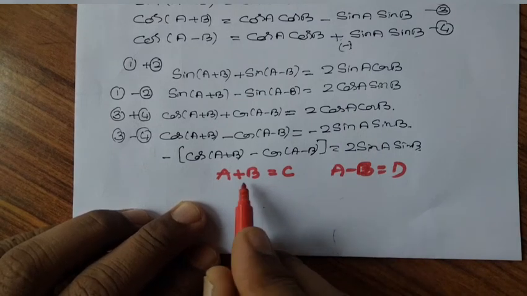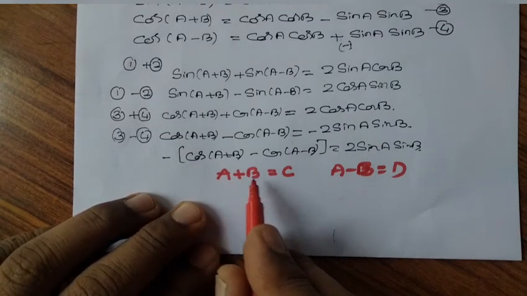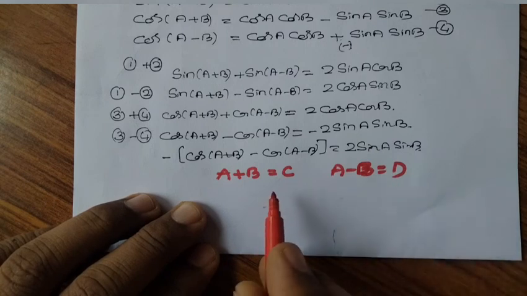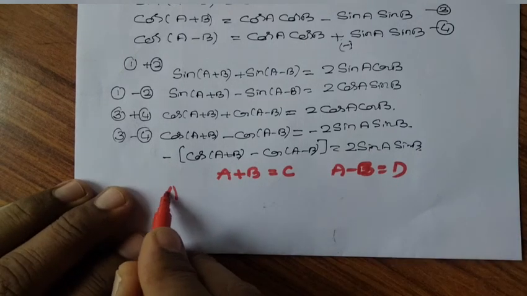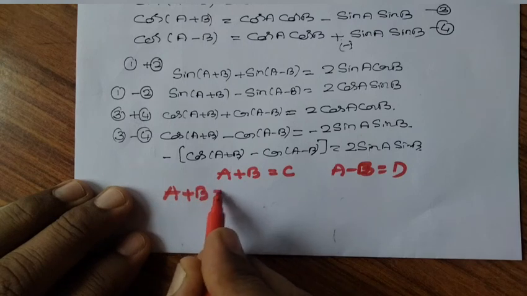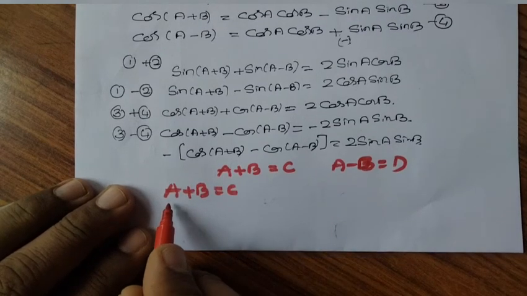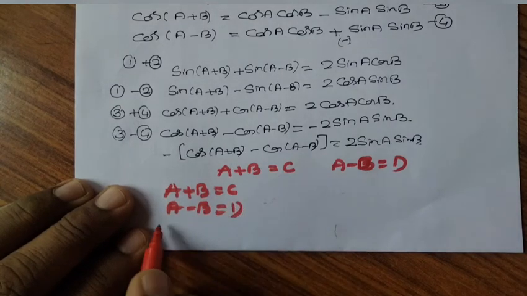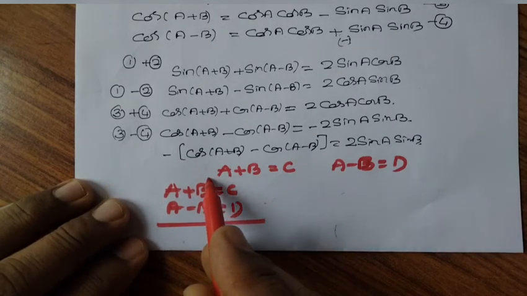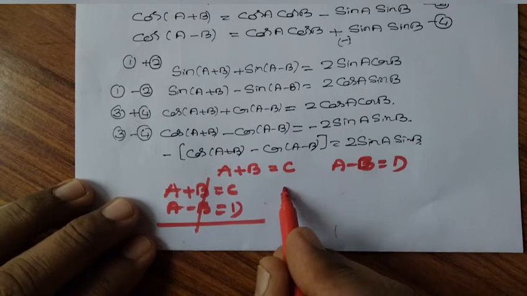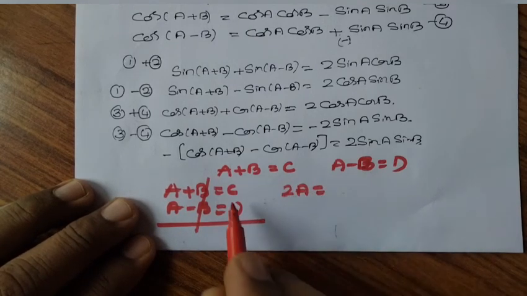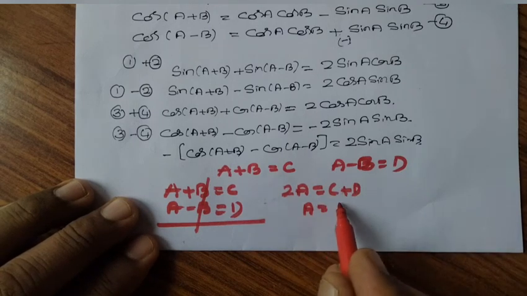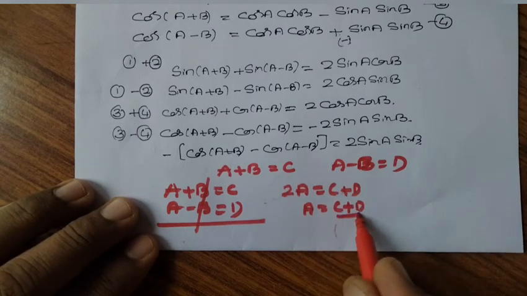Okay. So then what happens here? A plus B is equal to C. I have taken A minus B is equal to D. Next I am going to solve these two equations: A plus B equals C and A minus B equals D. On solving, B gets cancelled. A plus A gives 2A equals C plus D, or A is equal to (C plus D) by 2.